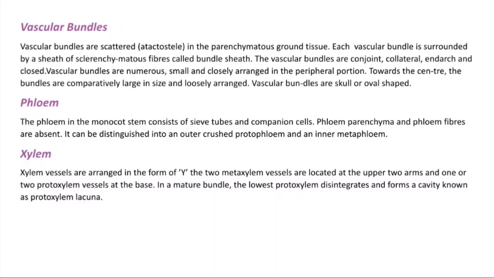Xylem. Xylem vessels are arranged in the form of a Y. The two metaxylem vessels are located at the upper two arms and one or two protoxylem vessels at the base. In the mature bundle, the lowest protoxylem disintegrates and forms a cavity known as protoxylem lacuna.